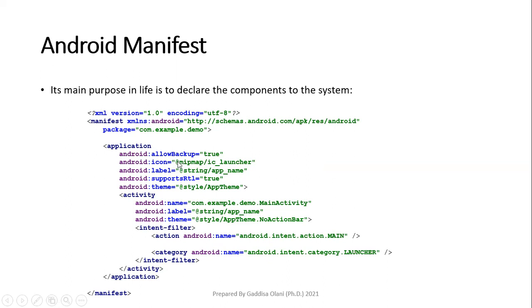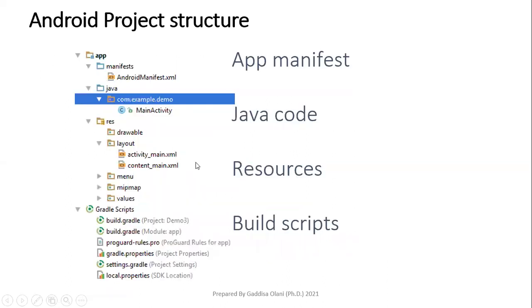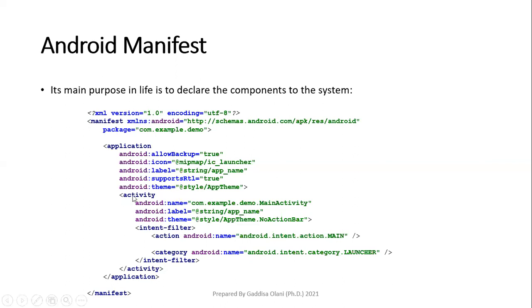With the at symbol, you can directly access the folder name. Then you need to provide the activity name, and you can do numerous things here. If you want to declare some application to utilize a camera, you need to write it somewhere here.